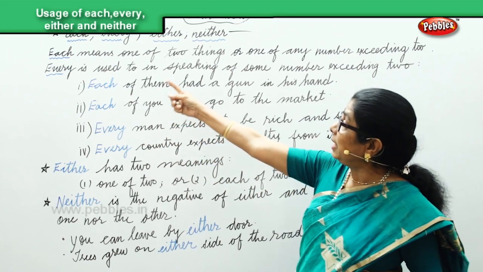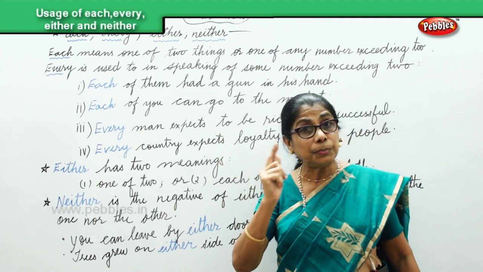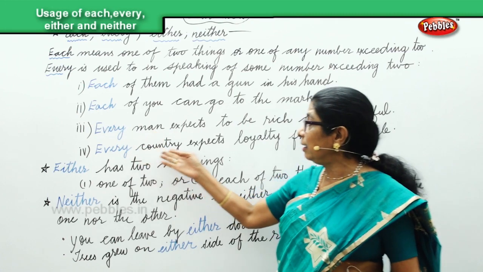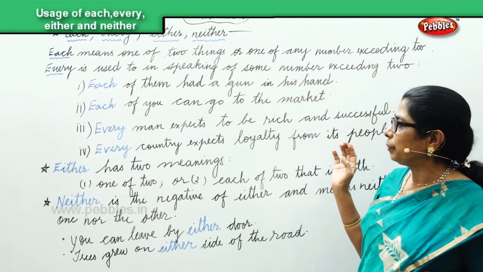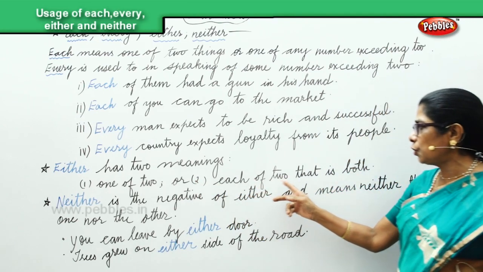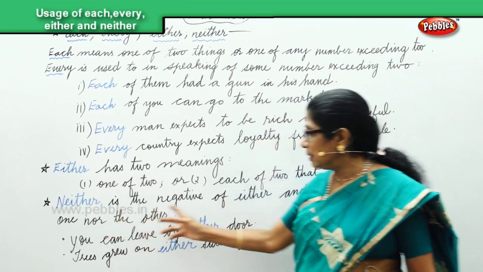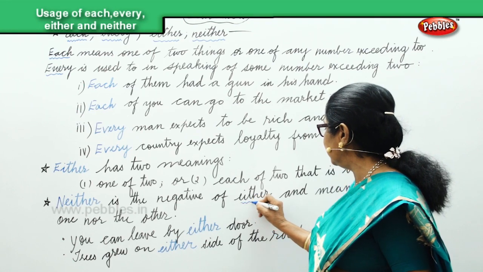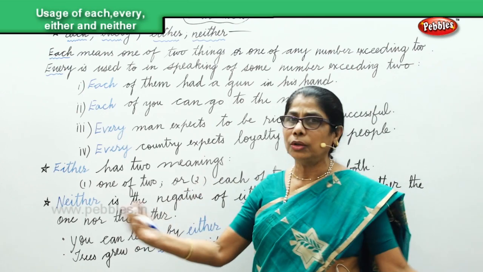Every, when you say every, it is used in speaking of some number. Every man, that means each person, every man expects to be rich and successful. Every country expects loyalty from its people. Either has two meanings, one of two or each of the two, that is both. Neither is the negative of either, and means neither the one nor the other.